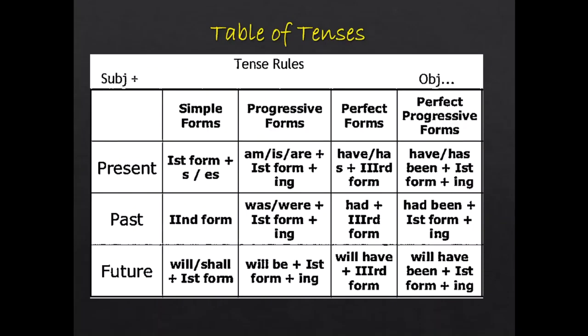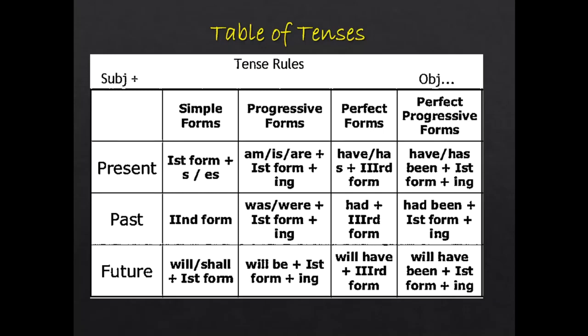Now we will try to understand all the three types of tenses with their forms. In the horizontal line, we have given here three tenses that are present, past and future, and all the four forms of these three tenses have been given in the vertical lines, that are simple forms, progressive forms, perfect forms, and perfect progressive forms. Now we will see in the table how we use these tenses.